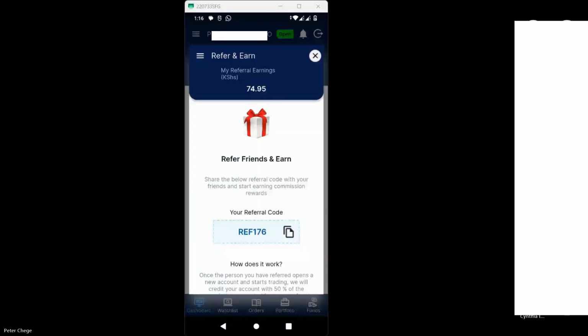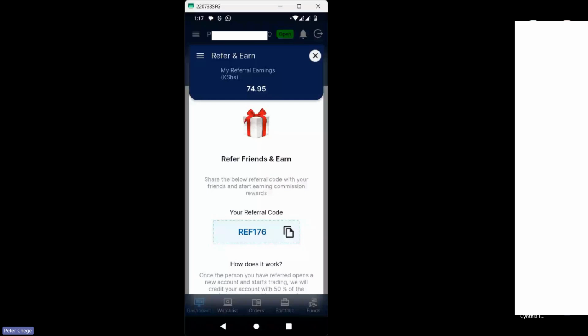Okay. So what you can see there is a refer and earn screen, where you refer your friend using that referral code, and you make some money. As you can see, there is that 74 bob earned by Peter. But my account is not supposed to earn. Don't use that referral code, because you put me into trouble when opening an account. I'm tied to staff policy, and I'm not supposed to earn referrals.